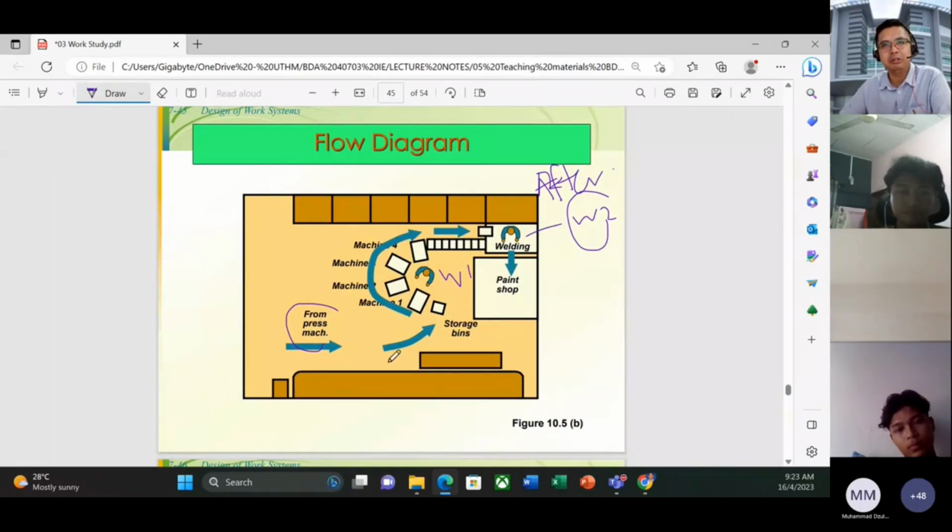From the press machine, go straight to the storage bin, and we arrange again. Machine 1 here, machine 2 will be here, machine 3, machine 4, in a U shape. Please remember that we learned in chapter number 2, facilities planning, in terms of facilities layout, the U shape. With the U shape, just this worker can operate machines number 1, 2, 3, and 4. Then go straight to the conveyor and straight to the welding area. So after welding, go to the paint shop.